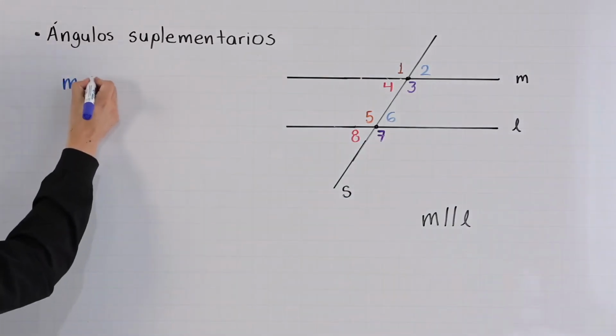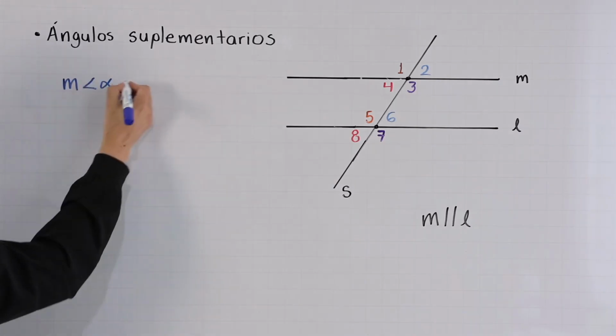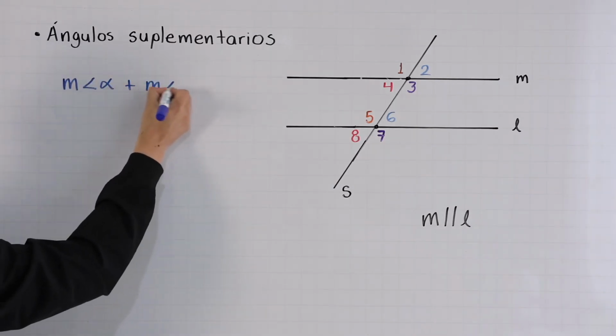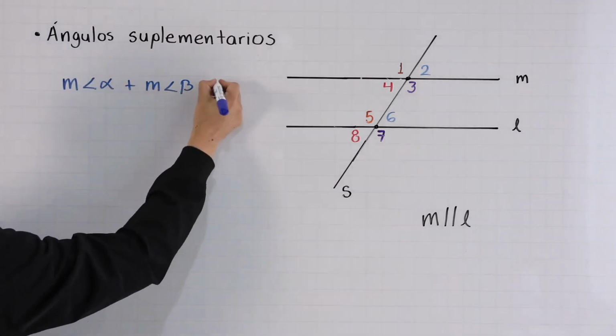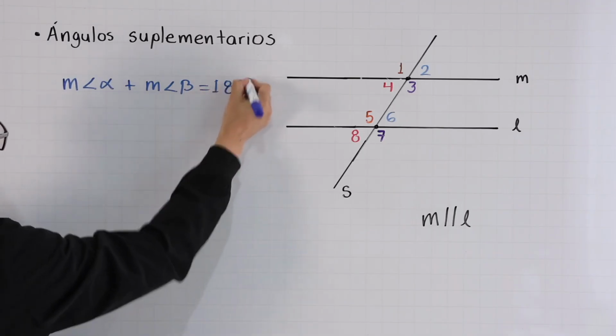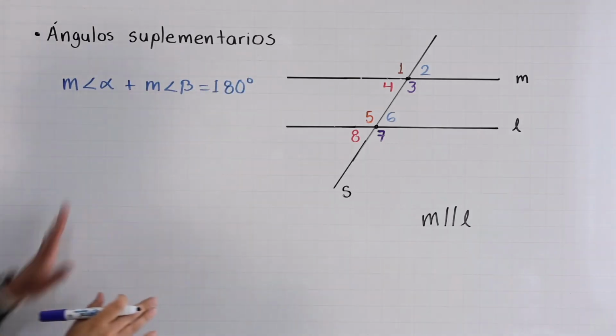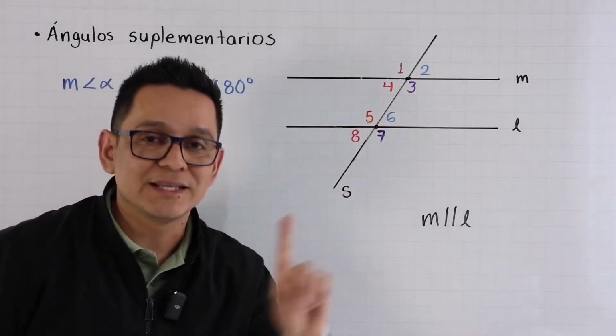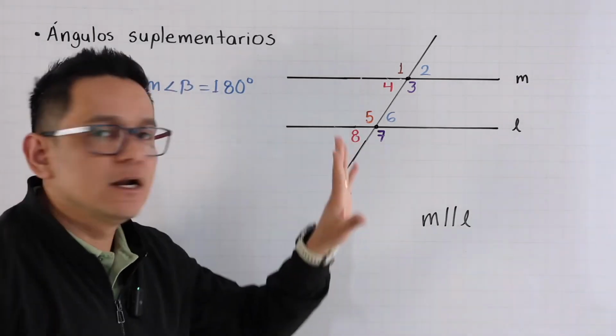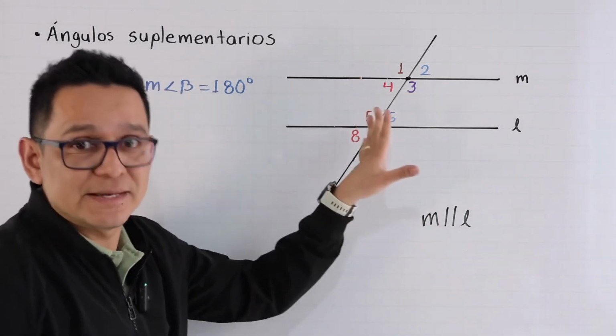Let's say that the measure of angle alpha, for example, plus the measure of angle beta has to equal 180 degrees. Wherever that is true, it means that they are supplementary angles. Don't forget that. I'm just going to write a few because there are actually quite a lot, right?